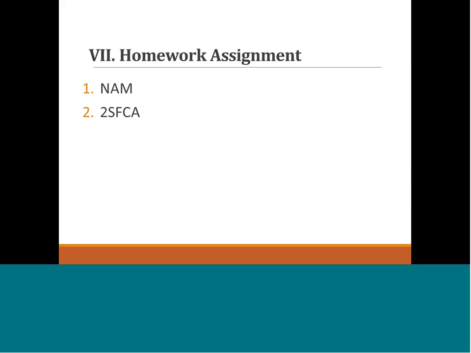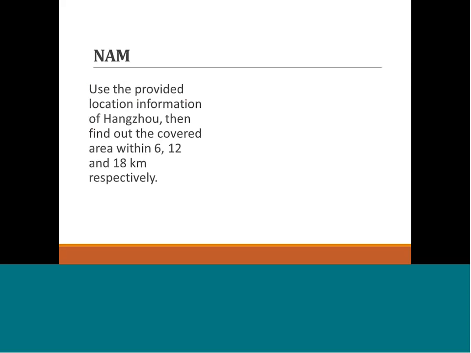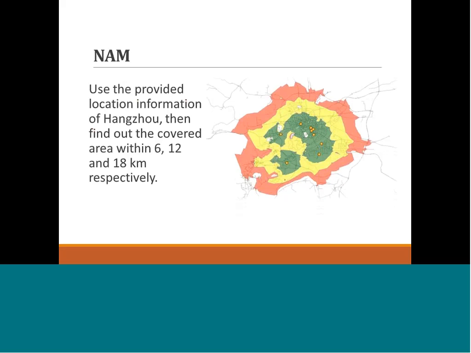So given that, number one is NAM, the other one is 2-step. What is the assignment? Here you go. Use the provided location information of Hangzhou city. I have a kind of bias because Hangzhou is my home city. Then find out the covered area within 6, 12, and 18 kilometers respectively.